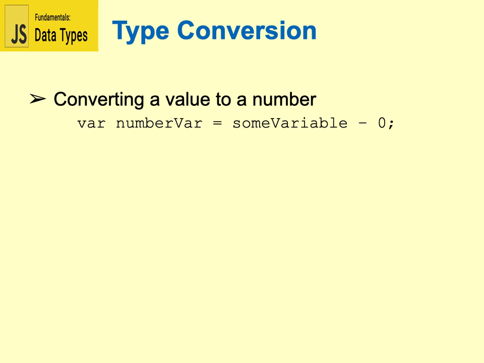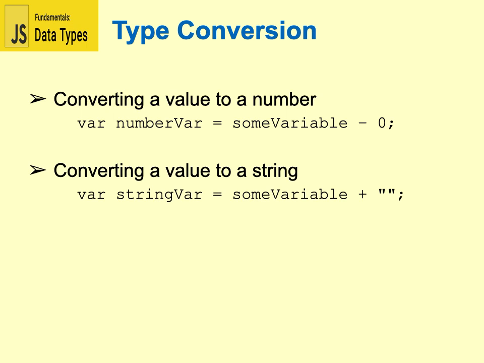Type conversion, converting a value to a number. var numberValue is equal to someVariable minus 0. For example, x is initialized with the value "12" in double quotes, so something in double quotes is considered a string. In that case, 12 minus 0 will make that string a number. 12 minus 0 is 12 and that will be a number now.